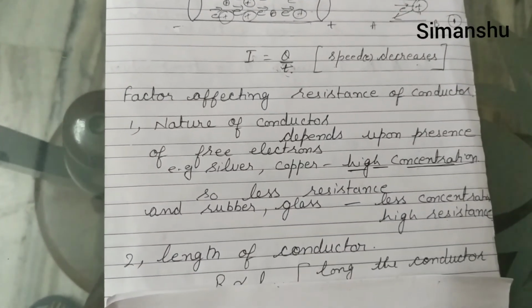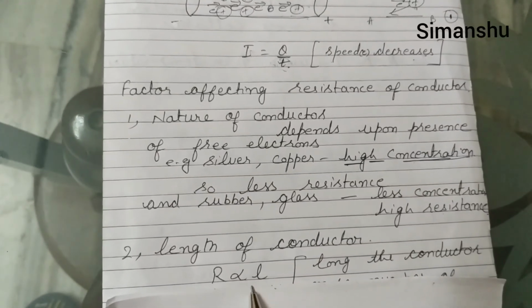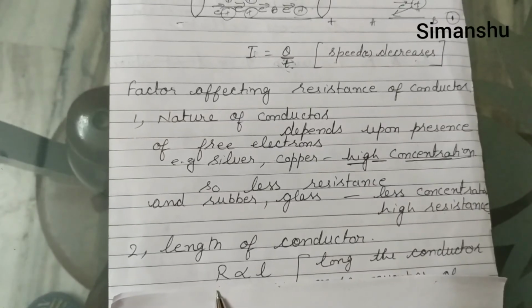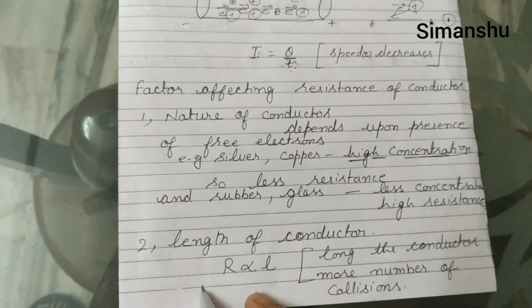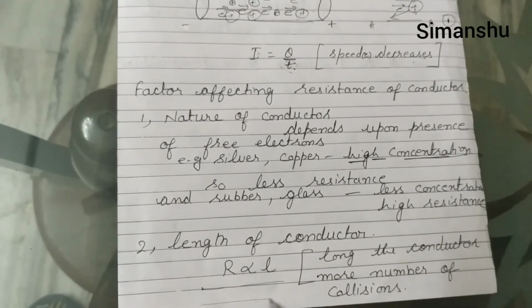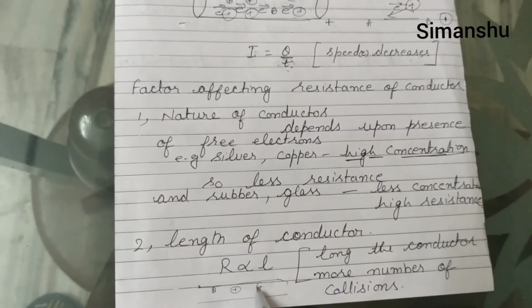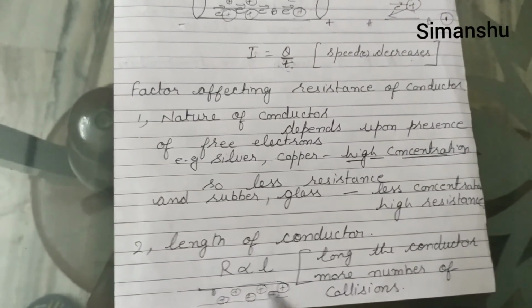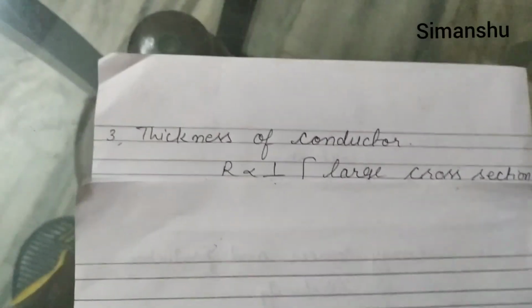Then next is the length of the conductor. Resistance is directly proportional to length. The more the length, the more the resistance. Why is it so? See, if the length is more, the number of collisions with the positive ions will also be more. The more the collisions, the more the resistance. I think you got the point.